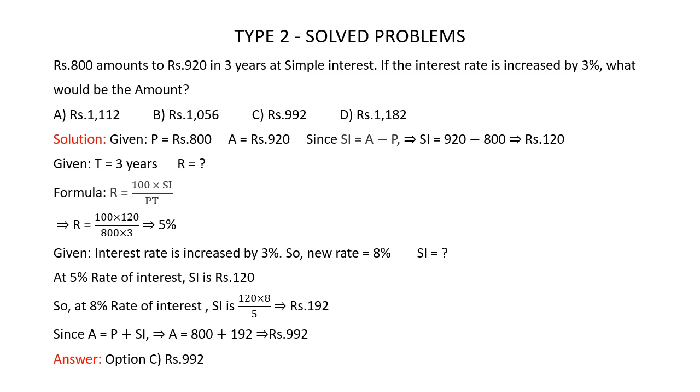Now we know that amount is equal to P plus SI. Now we know that P is rupees 800 and the new simple interest is rupees 192. So the new amount would be 800 plus 192, which is rupees 992. So if the interest rate is increased by 3%, then the new amount would be rupees 992. So the correct answer is option C, rupees 992.